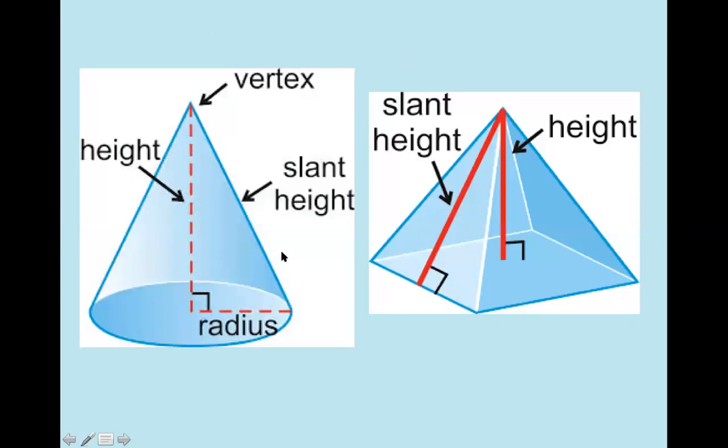So here I have a cone and a pyramid just with some parts labeled. Notice cones have a radius on the base, they have a height, they have a vertex. This angled edge here is the slant height. You also have a slant height in a pyramid. This edge here is called the lateral height. This is the slant height. And then the height of the pyramid is the perpendicular distance from the base to this vertex up here. So again, this whole part here, the circular part, would be our base area.